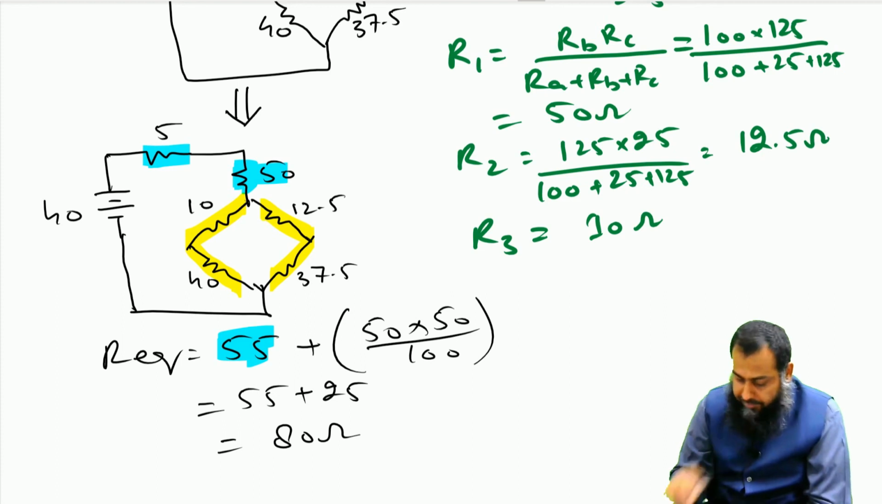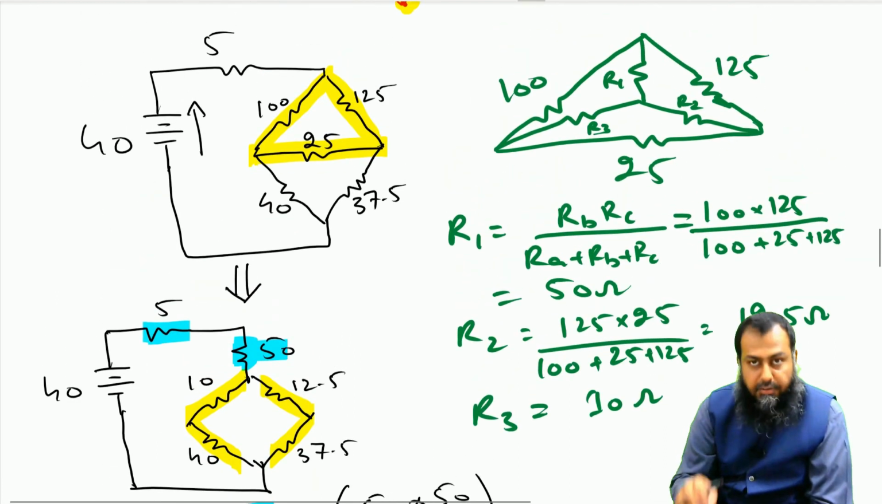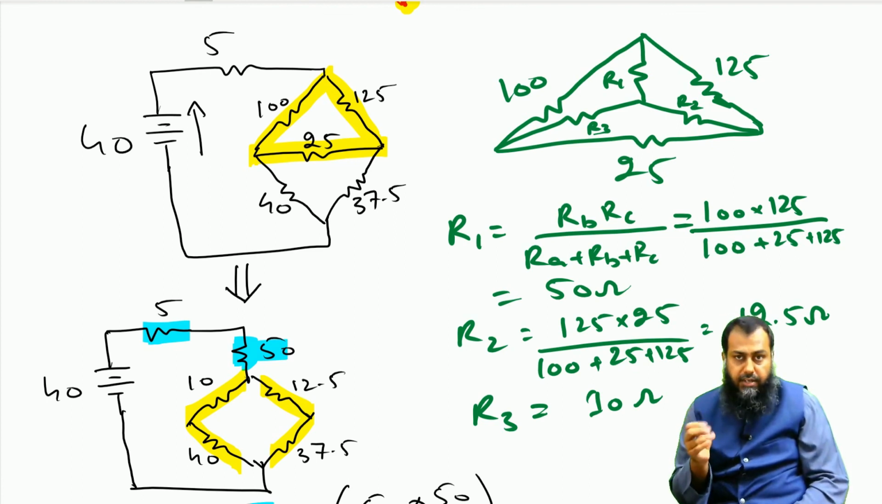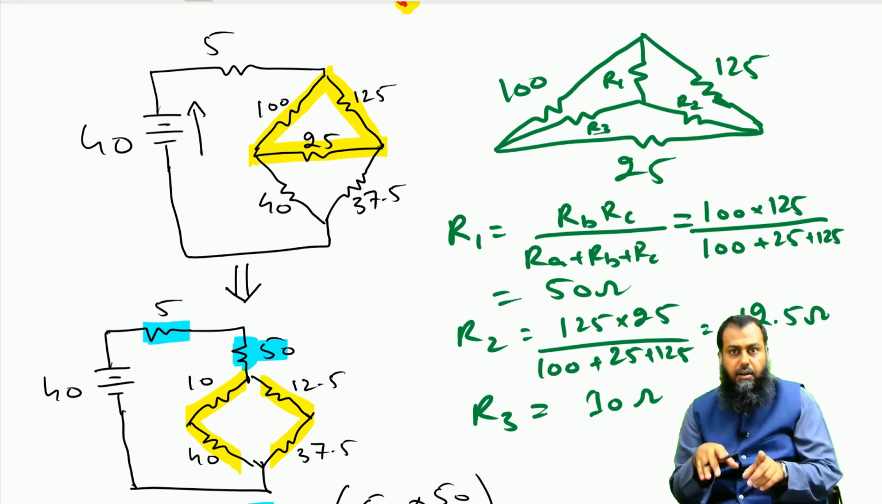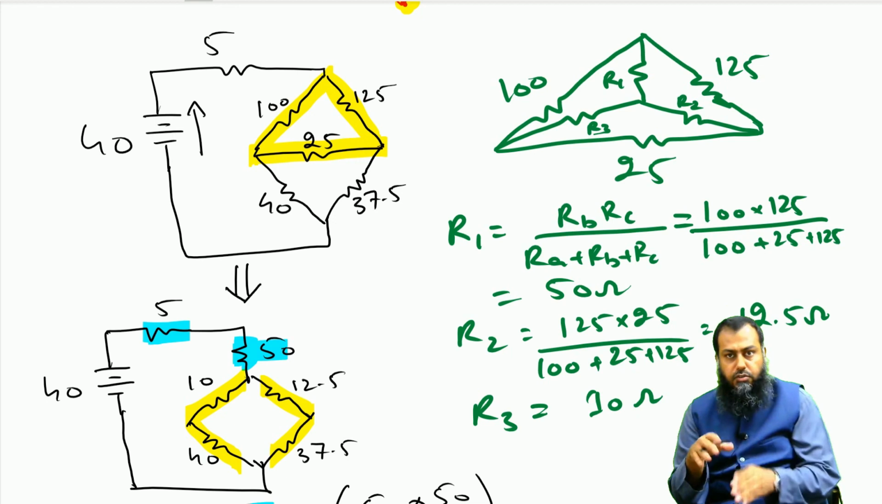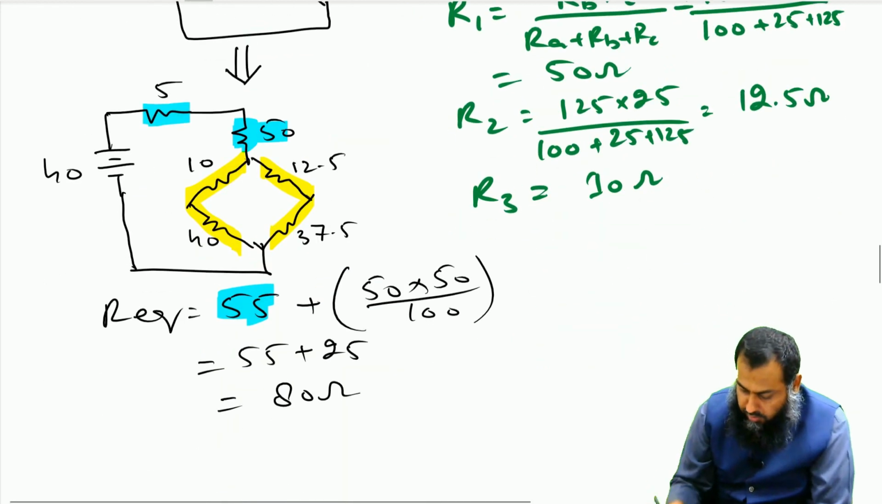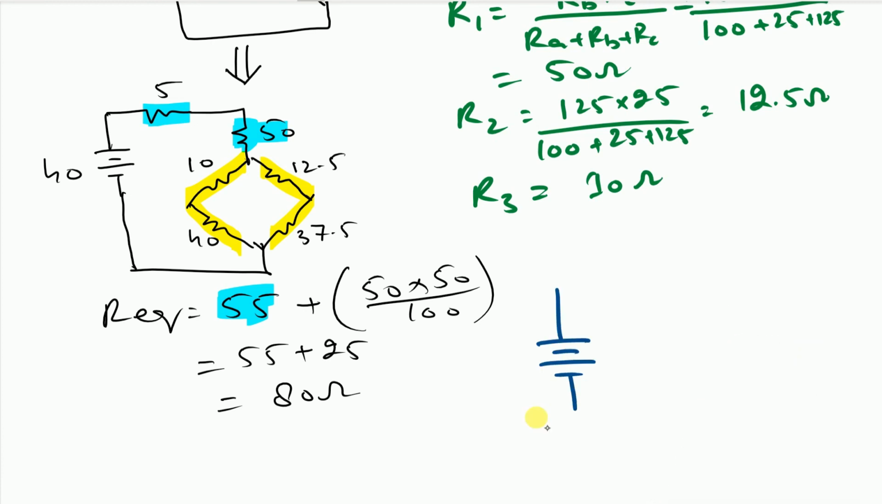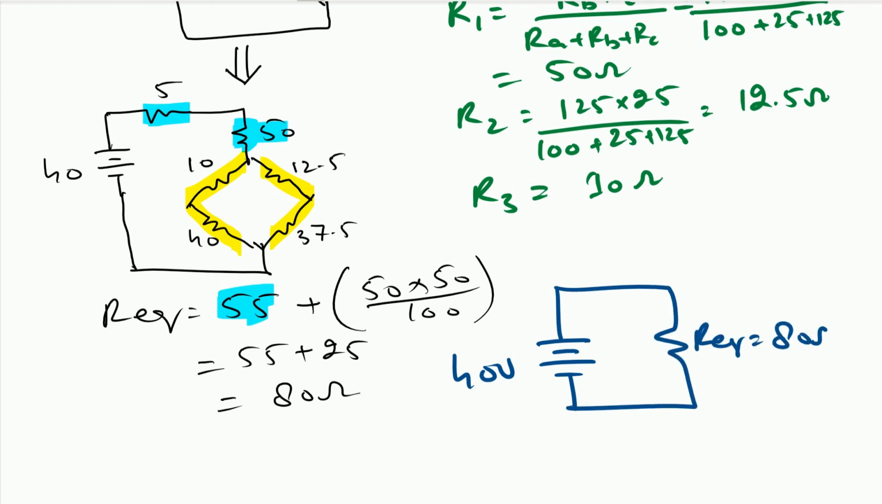So now you can see that this whole bridge network, which was supposedly a very messed up, very difficult circuit, has been solved in terms of a very simple circuit of a value equal to 80 ohm, and that too with a voltage source of 40 volt. So now the equivalent circuit that I may draw is this one. We have this 40 volt source here, and this is feeding an equivalent resistance R equivalent that is equal to 80 ohm resistance.